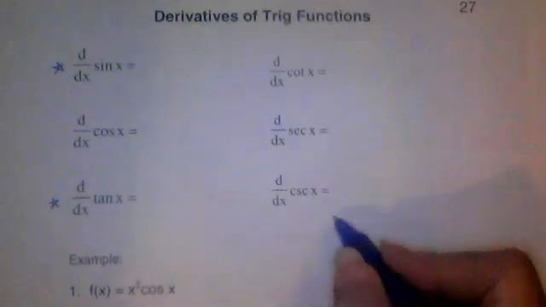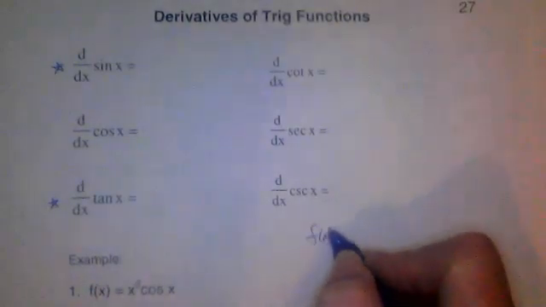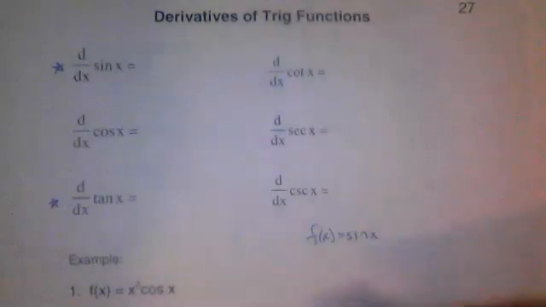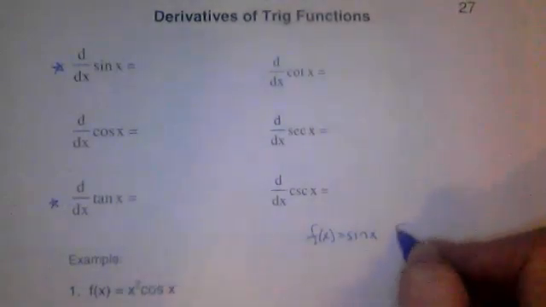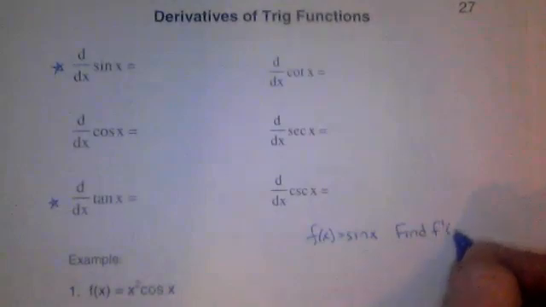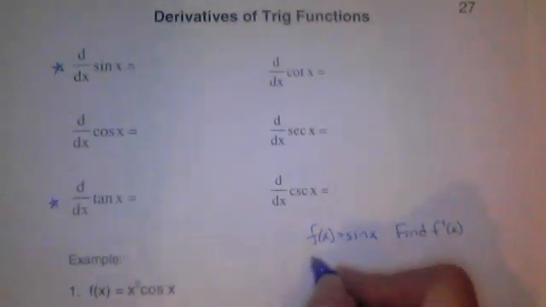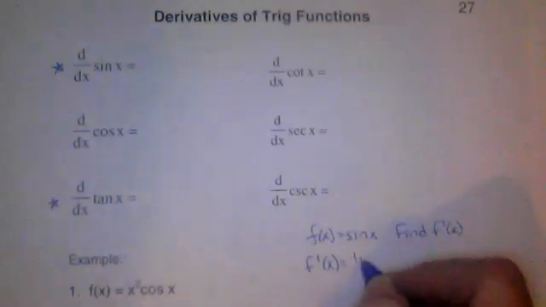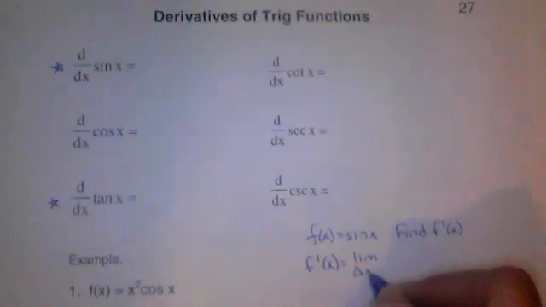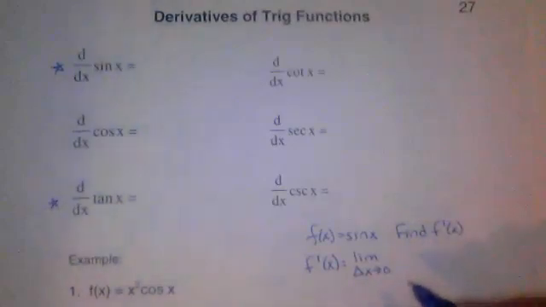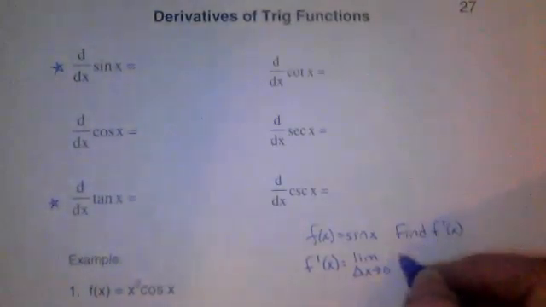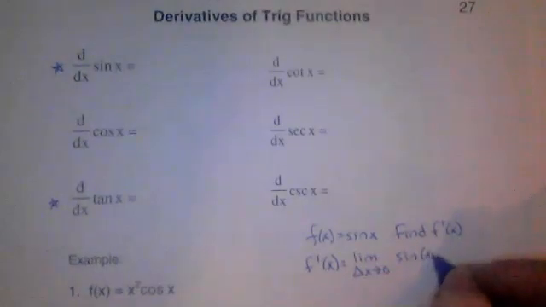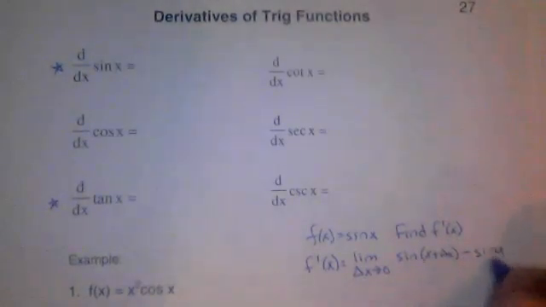I'm just going to put it down here. So if I have f of x equals sine x, and I want to find f prime of x, I'm going to go back to my limit definition. So remember our old limit definition, limit as delta x approaches 0 of f of x plus delta x, so in this case that would be sine of x plus delta x, minus f of x, in this case that's sine x, all over delta x.